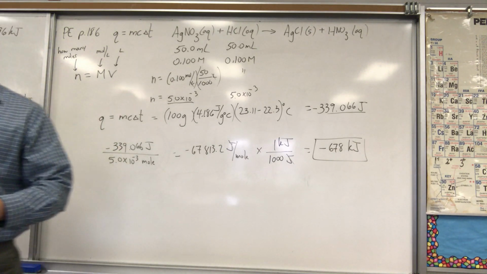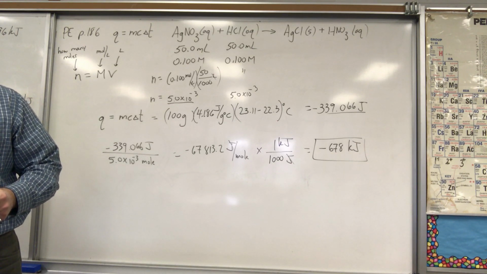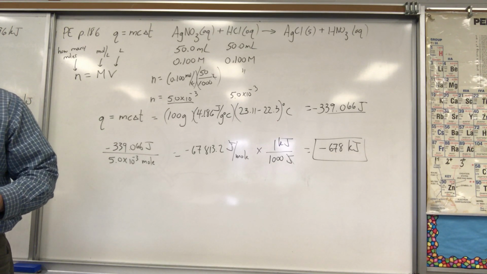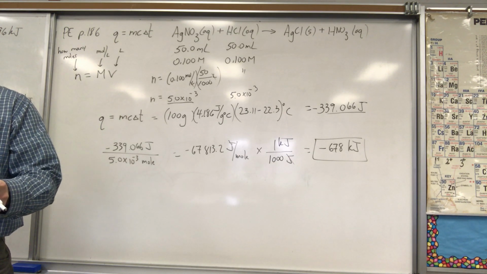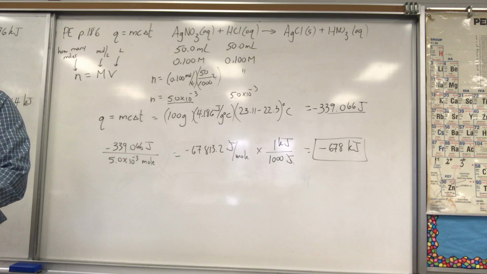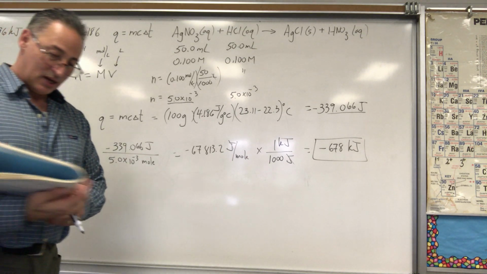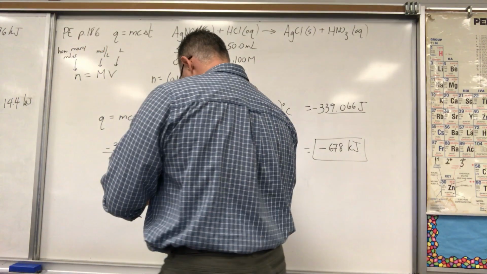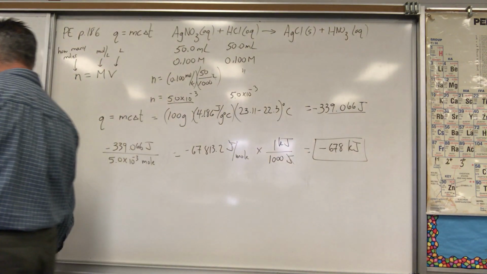So Q is equal to mC delta T is not appropriate in this case because you're not dealing with a mass and a specific heat capacity and a change in temperature. You're given a heat capacity for the whole thing. So all you care about is the heat capacity for the whole thing times the temperature change. So you're going to use Q is equal to C delta T in this case, in the next question. So the next question is not going to fit here, so we're going to do it over here.